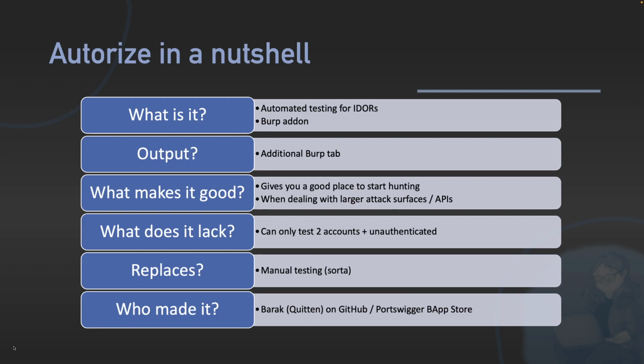So, Autorize in a nutshell. What is it? Automated testing for APIs. It's a Burp add-on. It's free. The output is in an additional Burp tab. What makes it good? It gives you a good place to start hunting when dealing with particularly larger attack surfaces and APIs. What does it lack? You can only test 2 accounts and unauthenticated. That's primarily the disadvantage of it. What does it replace? Manual testing, basically. And who made it? This is made by Barack on GitHub, and it's also available on the PortSwigger App Store.